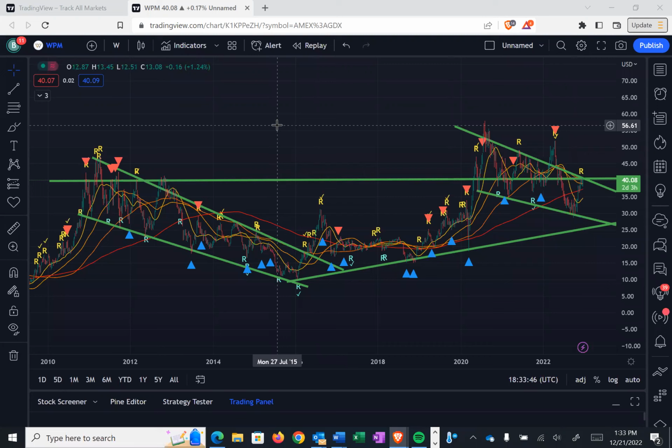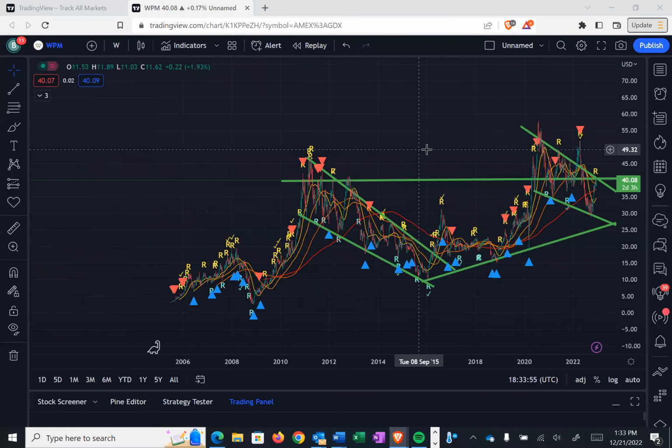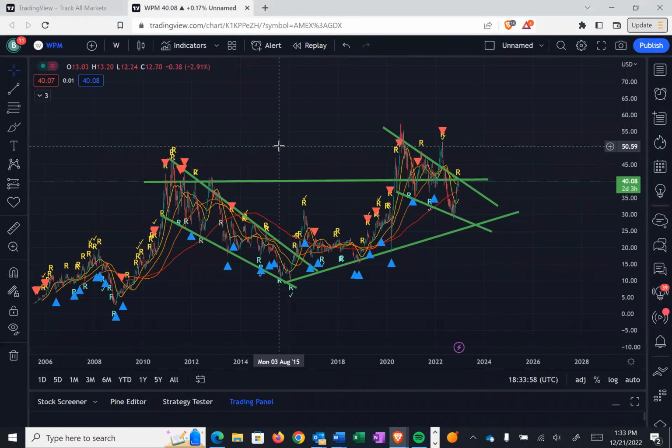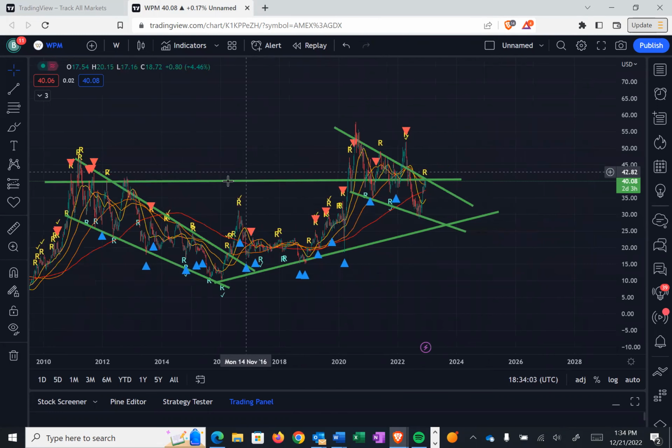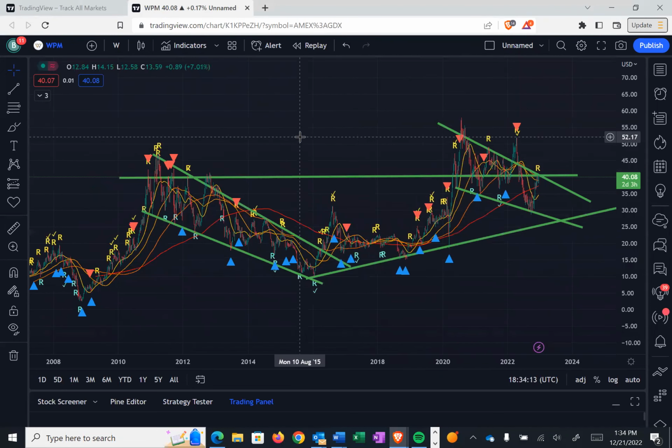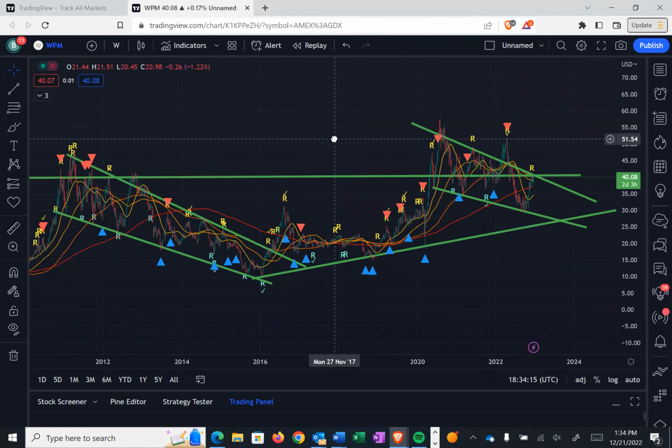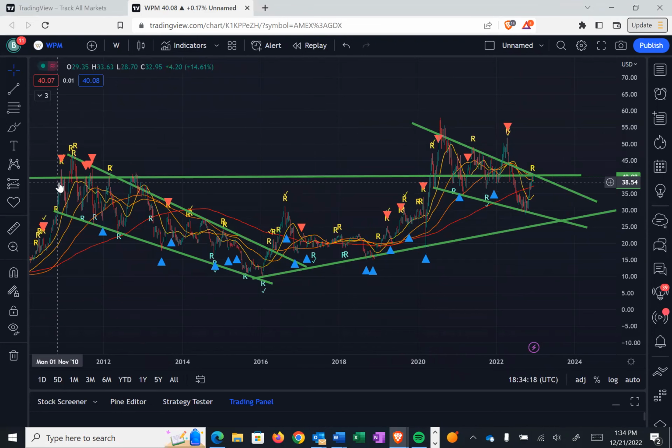I just want to highlight this chart, which is the Wheaton Precious Metals chart. Basically, what we're looking at is some lines that I've drawn that show the similarities between what happened in 2011 and what's happening now. This is a weekly time frame, so we can get a good look at it. It's essentially the same chart.